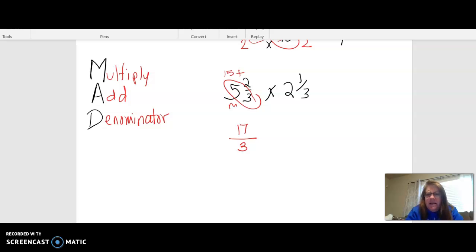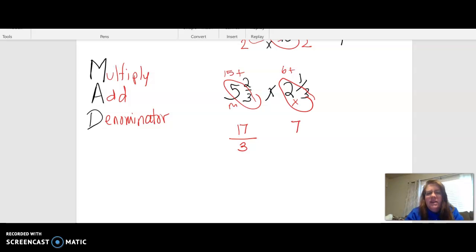Okay, now we have to get mad at the other one. Mixed numbers make me mad, so I'm going to make them into improper fractions. So the first thing I do is multiply, right? So here I'm going to put a times sign this time, a multiplication sign. And so I have 3 times 2 equals 6. Now I have to do what? Add. 6 plus 1 equals 7.